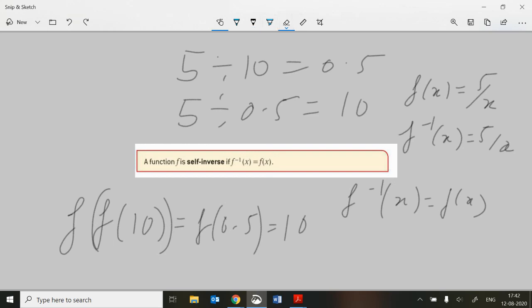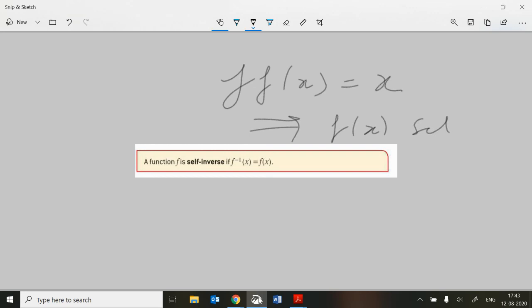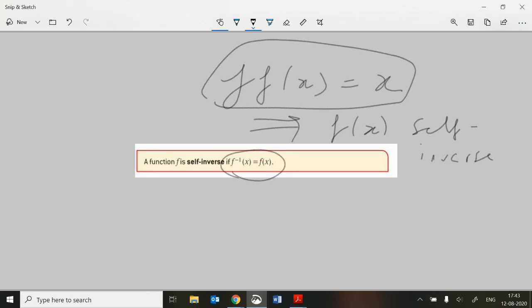Also, it's true to say that f of f of x equaling x means that f of x is a self-inverse. So that's another way of expressing the same thing. If you find out that f of f of x takes you back to the identity function, then f of x is a self-inverse. That's exactly the same way of saying this thing here.